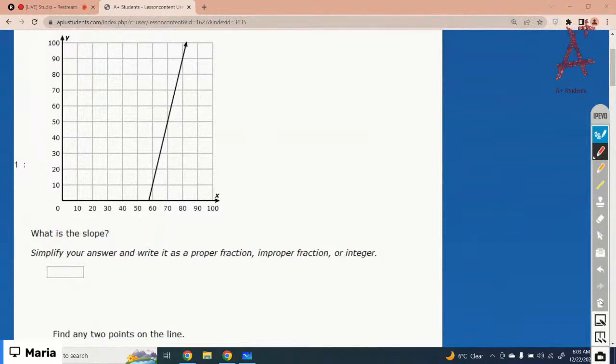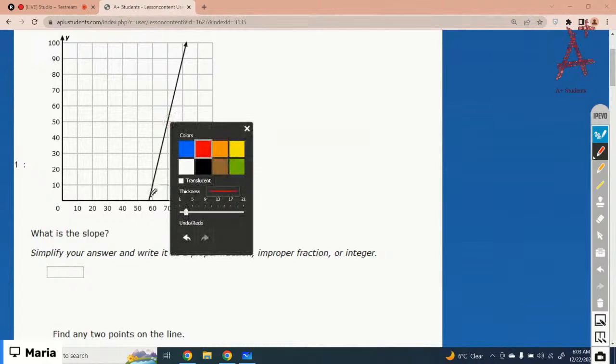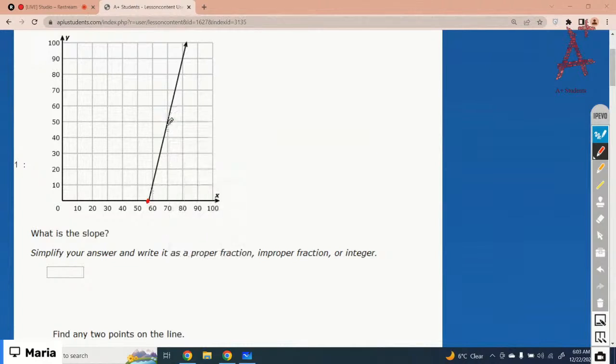So use any 2 points. This is the first point I'm going to use, and this is the second one we are going to use. These are the 2 points we're going to use. Got it? So the vertices for these 2 points are this one and this one you can use. Got it? Okay, so the coordinates for this one are 70 and 50, and for this one they are 80 and 90.